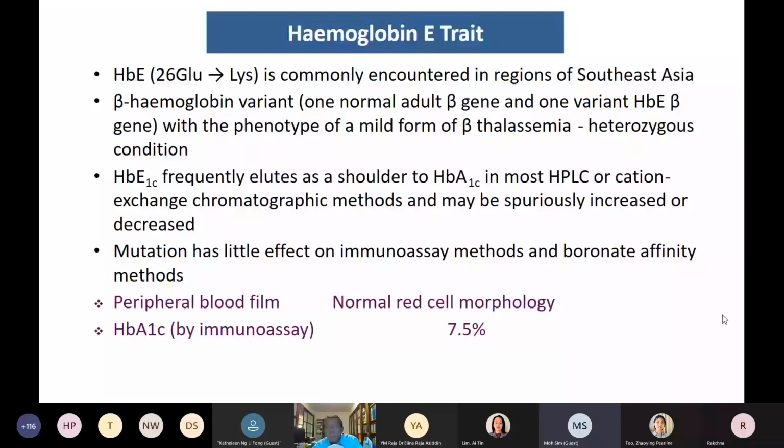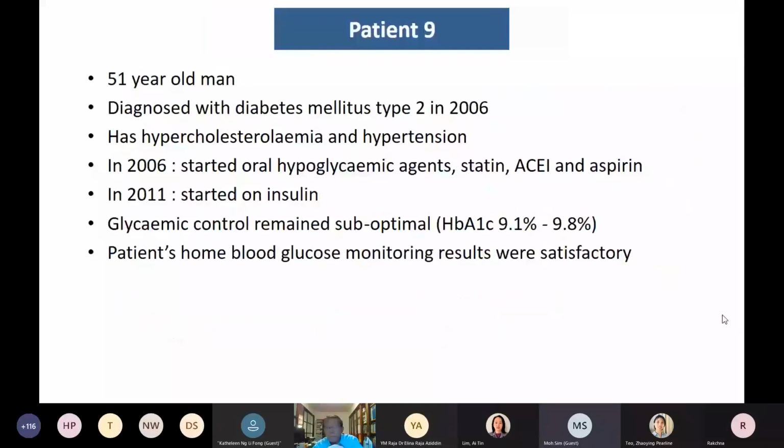Patient 9 is a 51-year-old man who was diagnosed with diabetes in 2006 and has concomitant hypercholesterolemia and hypertension. In 2006, he was started on oral hypoglycemic agents, statin, ACE inhibitor, and aspirin. In 2011 he was started on insulin because the glycemic control remained high. Despite insulin, the glycemic control continued to remain suboptimal. His HbA1c was 9.1 to 9.8%, although the patient's BGM results were satisfactory for both pre and post-meal readings.